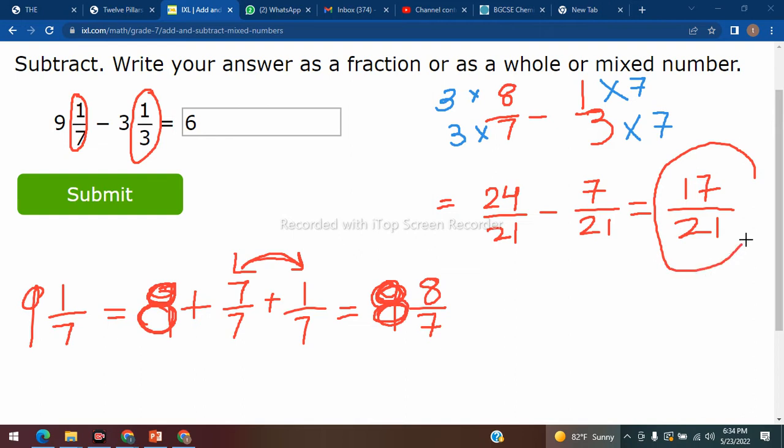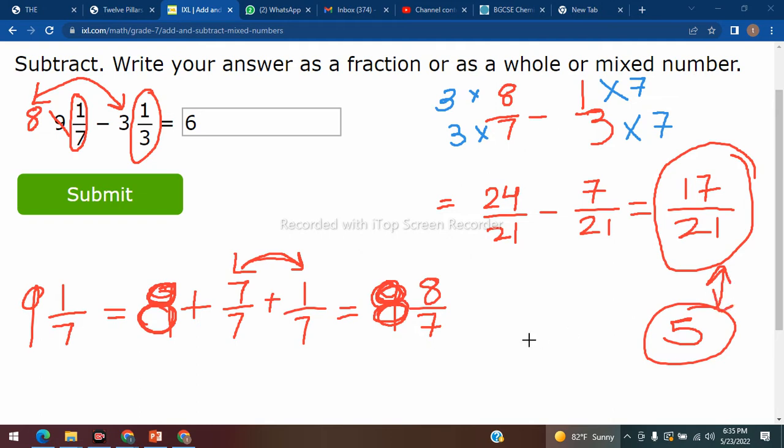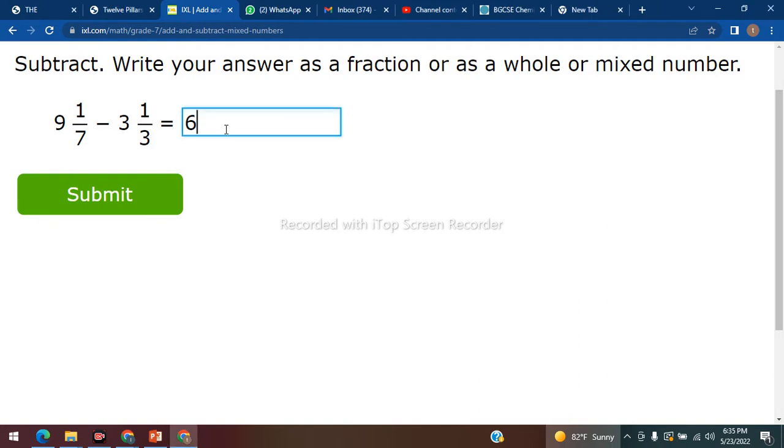our fractional part is 17 over 21. But remember, this 9 became an 8, and so it's 8 minus 3. What is 8 minus 3? 5. So the answer is 5 and 17 over 21.